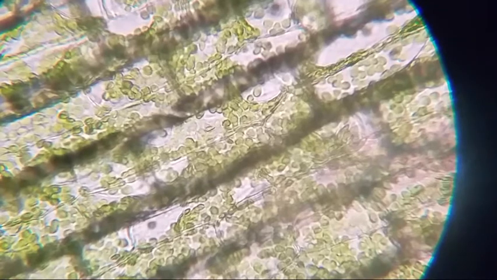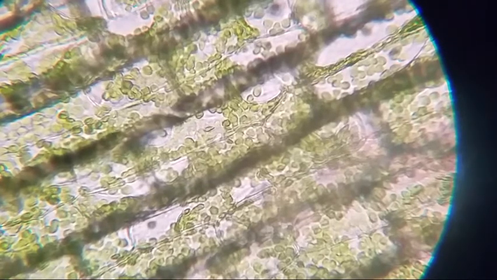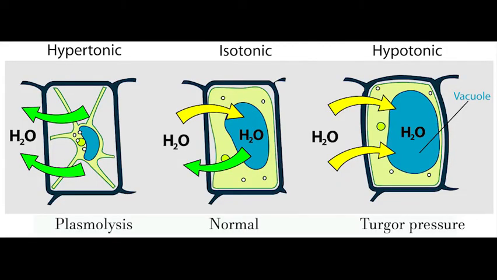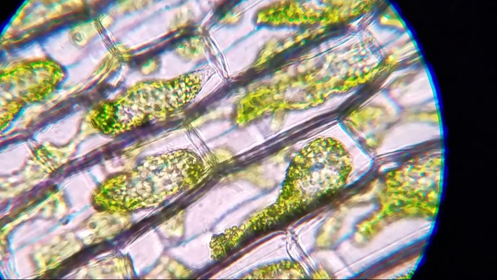Is the cytoplasm of the Elodea cell in 10% sodium chloride pushed against or pulled away from the cell wall? Is the 10% sodium chloride solution hypotonic or hypertonic to the solution of the Elodea cell? Do Elodea cells in 10% sodium chloride solution exhibit turgor pressure or plasmolysis?